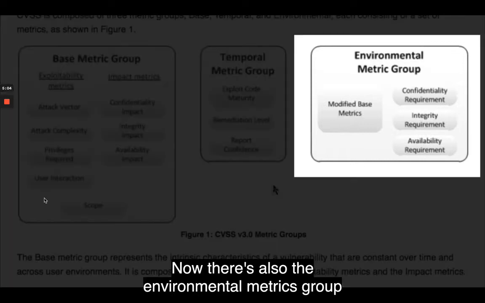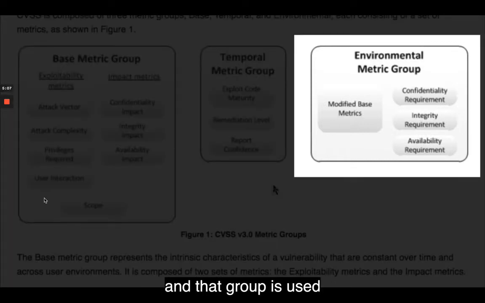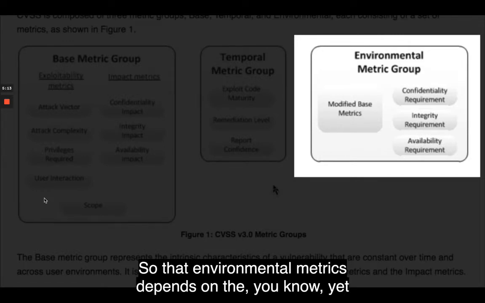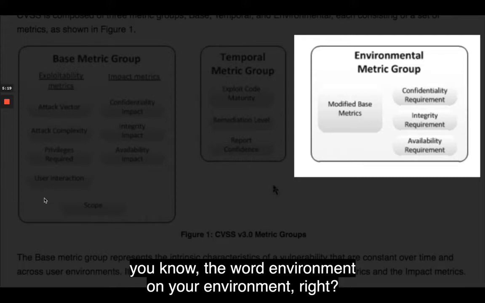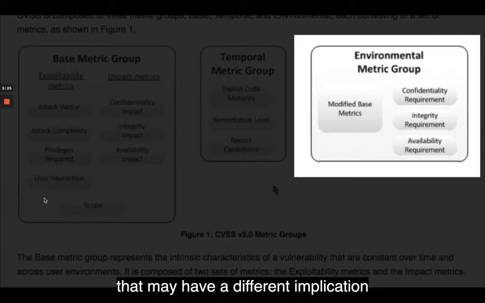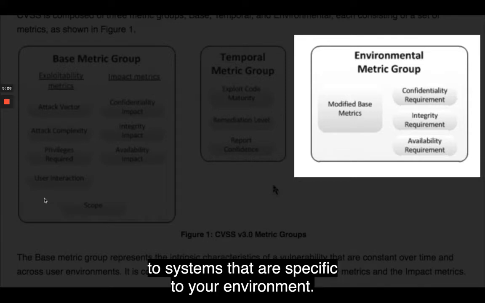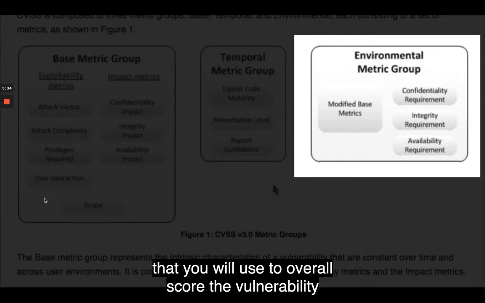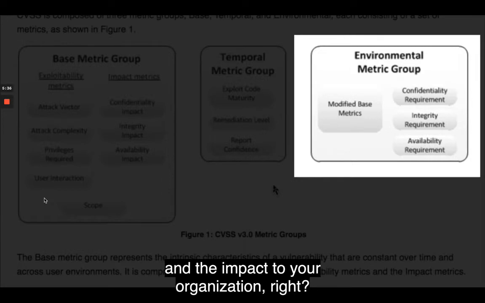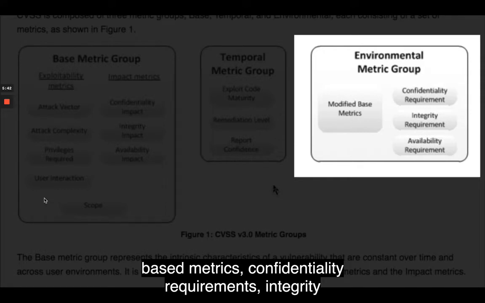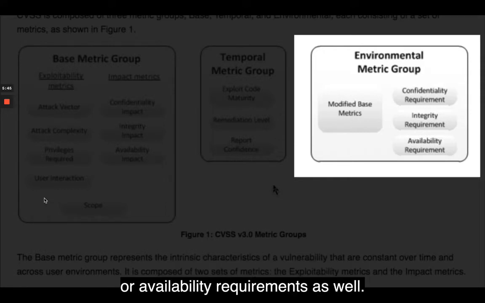Now, there's also the environmental metrics group, and that group is used by the consumers of the vulnerabilities. The environmental metrics depend on your environment. Let's say you have a vulnerability that may have a different implication to systems that are specific to your environment. This is the type of metrics that you will use to score the vulnerability and its impact to your organization. The metrics group includes the modified base metrics, and confidentiality, integrity, and availability requirements as well.